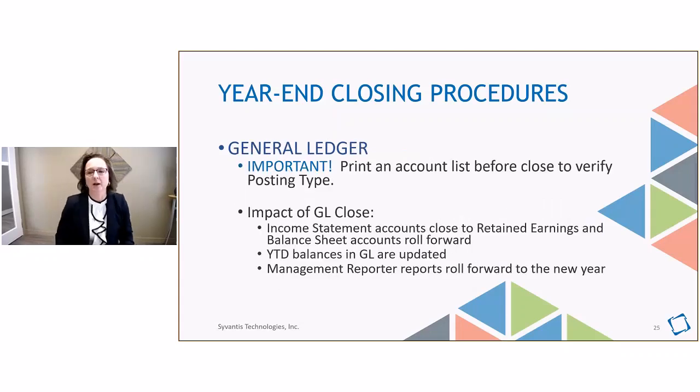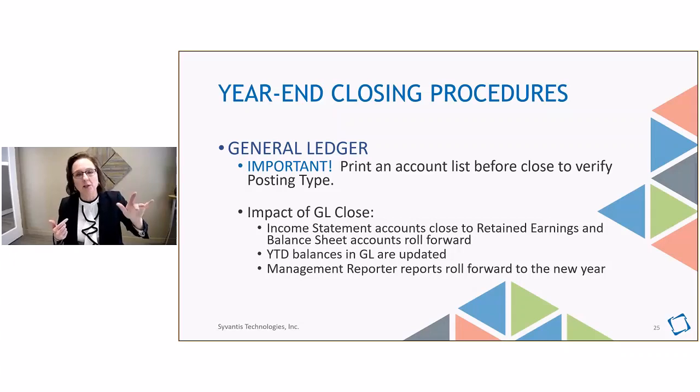And the last one out of all of it is, of course, general ledger. There are a couple of special best practices with general ledger that I highly recommend. First of all, print an account list before you close and verify that the posting type of balance sheet or P&L is correct. You know how you go into accounts, general ledger financial accounts, and you pull up an account or you're setting up a new account, it has an option between balance sheet and income statement. That option is what tells the system what type of account you have, so that when you run year-end close, it knows what to close to retained earnings.